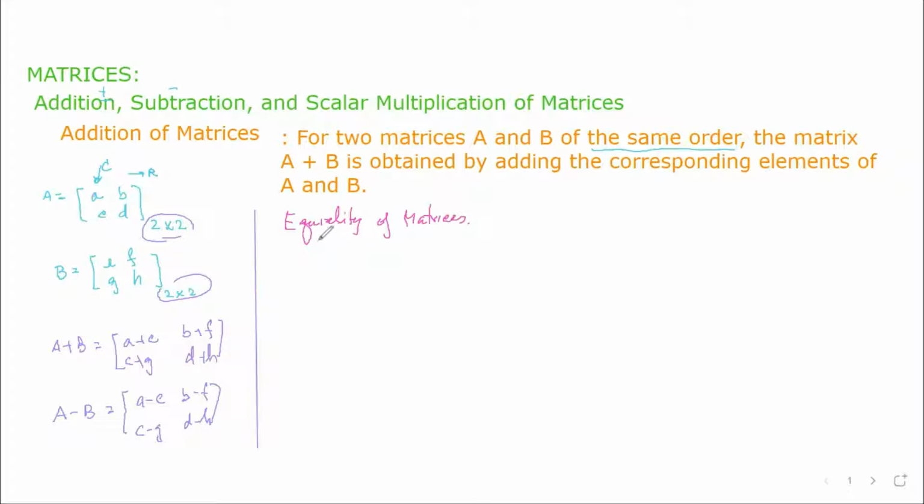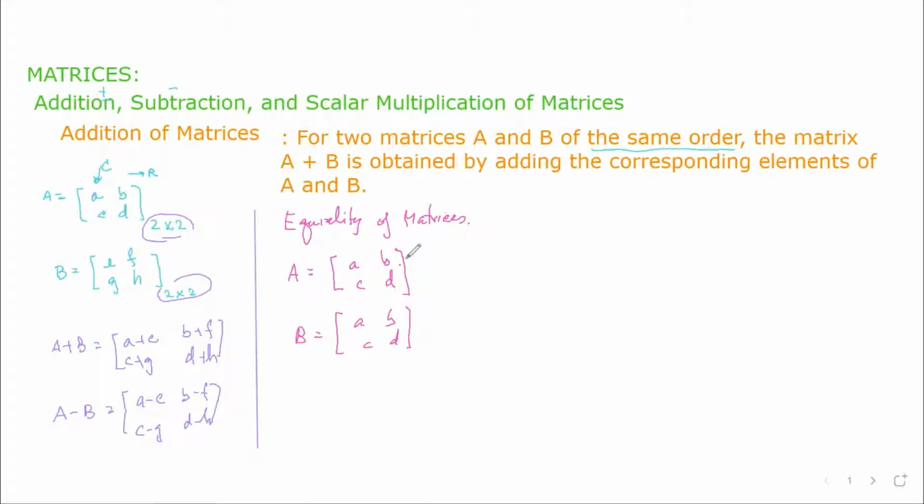Okay, if we're going to say these two matrices are equal, then they must have exactly the same order and the same elements. Each element, for example, if A has the elements A, B, C, D inside, then B must have the same A, B, C, D also. Then they're equal: matrix A equals matrix B. This is the equality of matrices.